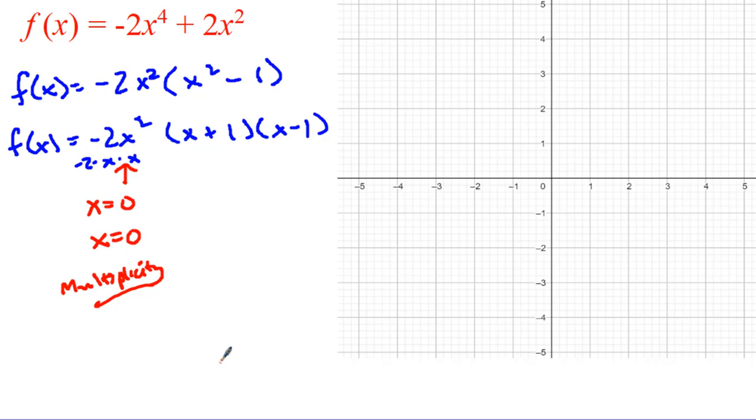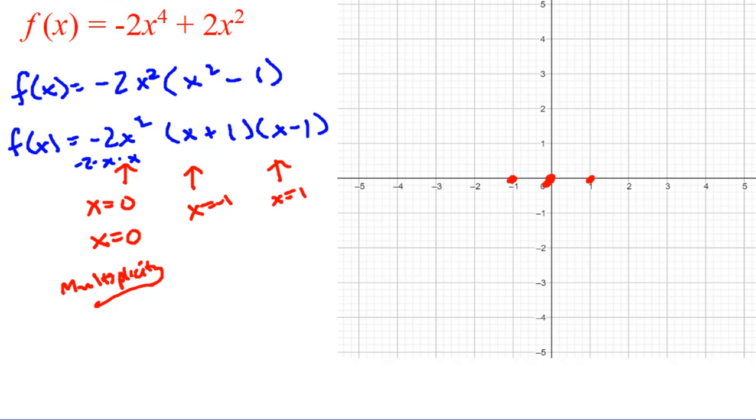Of 2, which means there's 2 zeros right here. I know I have x is equal to negative 1. I also have x is equal to positive 1. So let's try to graph this out. We have positive 1, we have negative 1, and we have 0, and we have 0. I know, I just did the exact same thing twice.